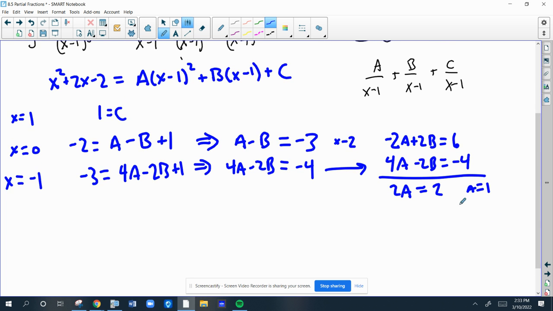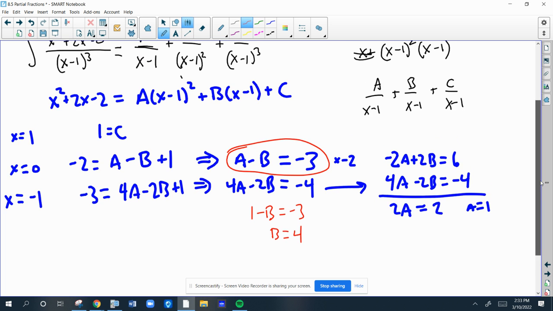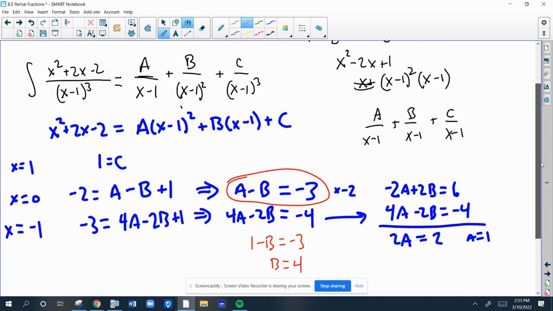So now I can solve for b just by using either one of these equations. I'll use this one. So I have 1 minus b equals negative 3. So that would be negative b equals negative 4, or b equals 4. So I have a equals 1, I have c equals 1, I have b equals 4.